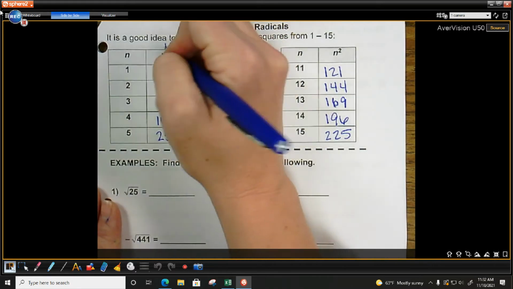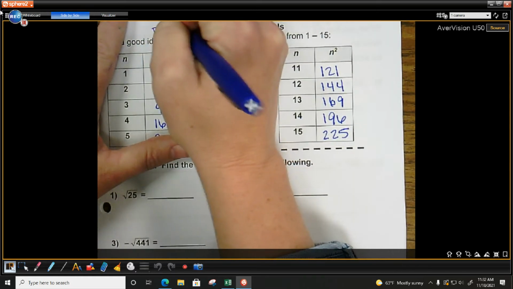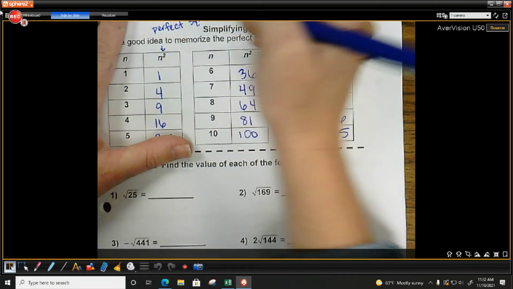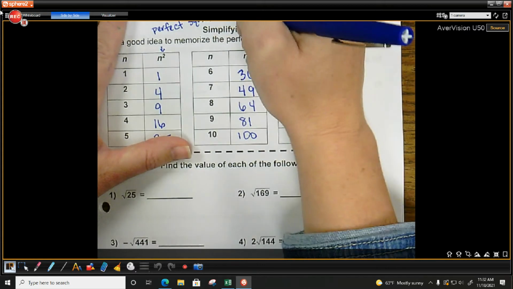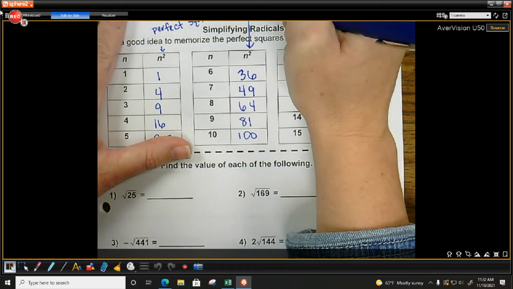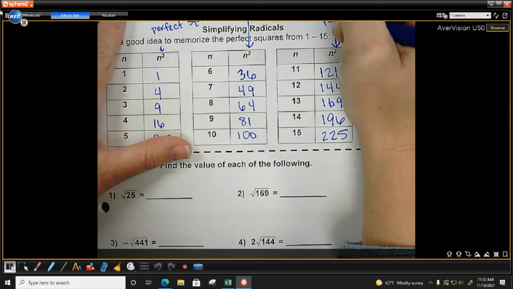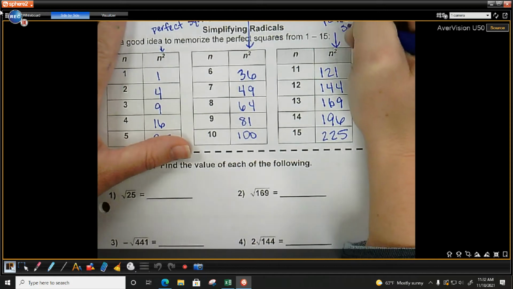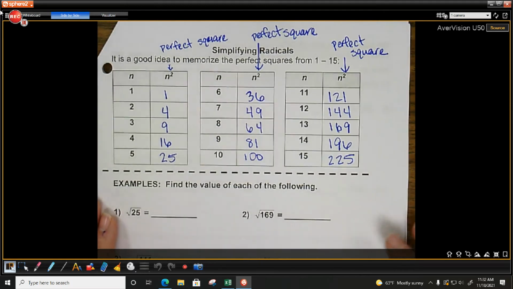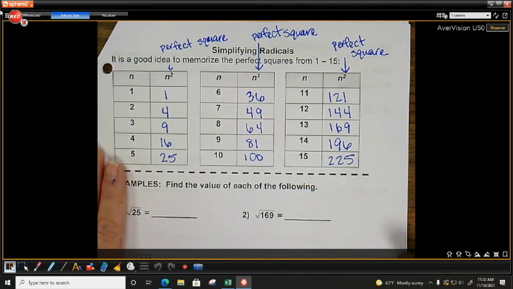Again, this is the perfect square column. Helps if I can spell. This is the perfect square column. The other column is what you get when you take the square root of your perfect square. So, if a number is not on the perfect square list, it is not a perfect square.